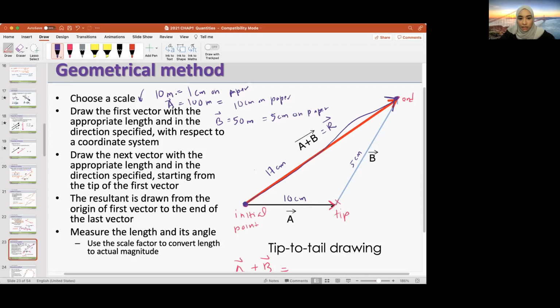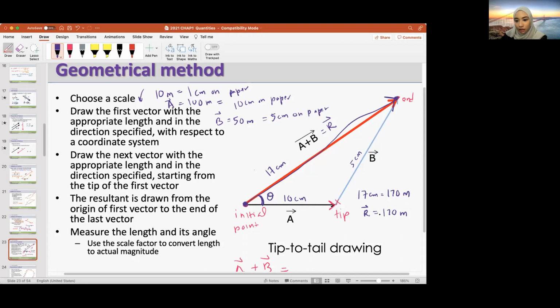So if you said 10 meter is equal to 1 centimeter earlier, then 10 centimeter is actually 170 meter. So vector R is 170 meter. What about the direction? You have to measure the direction theta using your protractor. Okay, pakai protractor. So this is why virtual is a little bit hard, sebab susah nak tunjuk benda-benda ni. But that's okay. We try to make do with what we can.